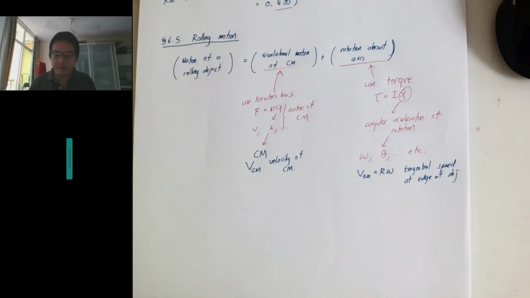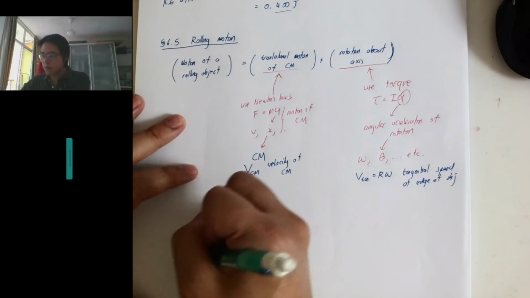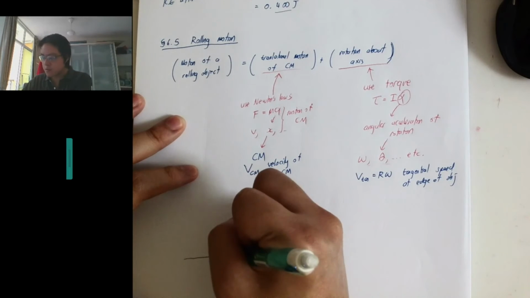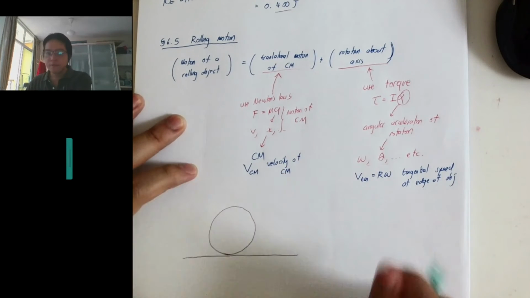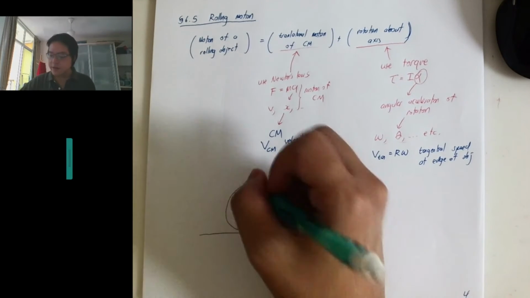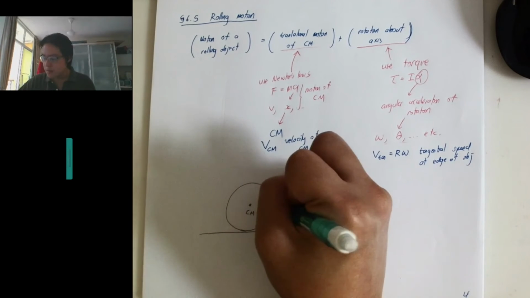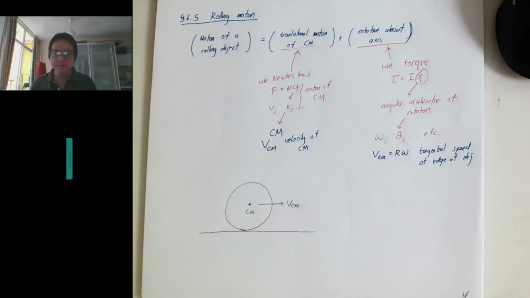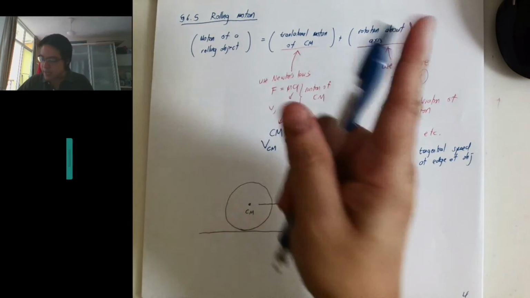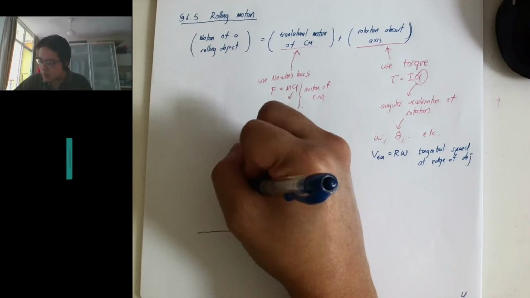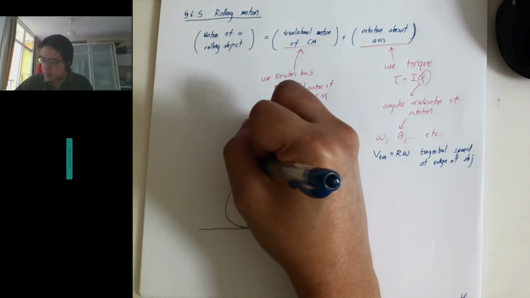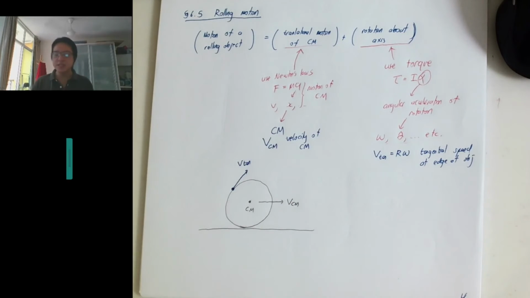Okay, so to see what is happening here, what we will typically solve is a wheel rolling on the ground. If a wheel is rolling on the ground, usually the center of mass is right in the middle. So this is the velocity of the center of mass. And then if you pick any point, let's say I choose this one point, it will have a tangential speed.